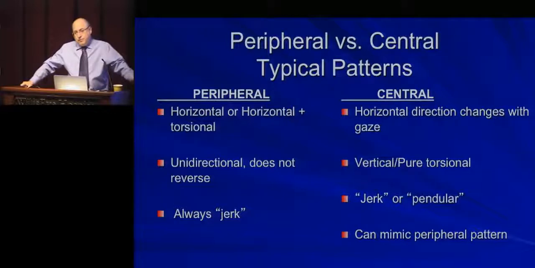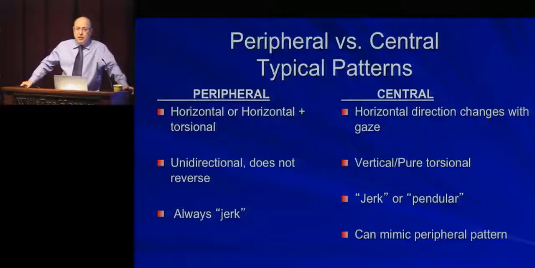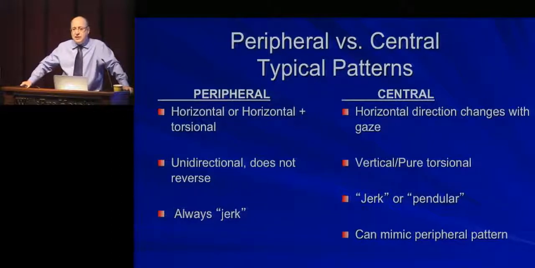But on occasion, a central disease can mimic a peripheral pattern. And that's for one of two reasons. If you get the vestibular nuclei by themselves, it can mimic it, or there happens to be an artery off the basilar circulation that supplies the labyrinth of the inner ear. And so occasionally you could have a central vascular problem that presents with a peripheral vestibular problem. So you can't just be absolutely sure.